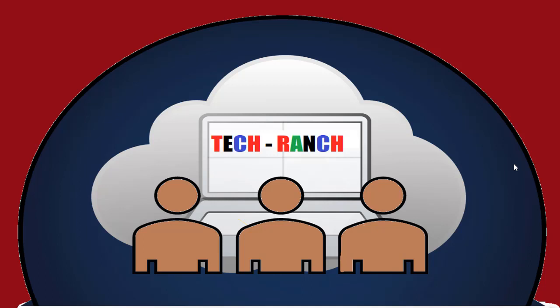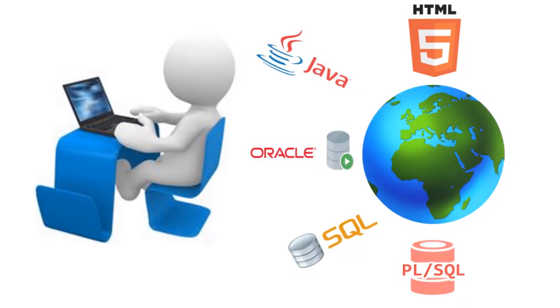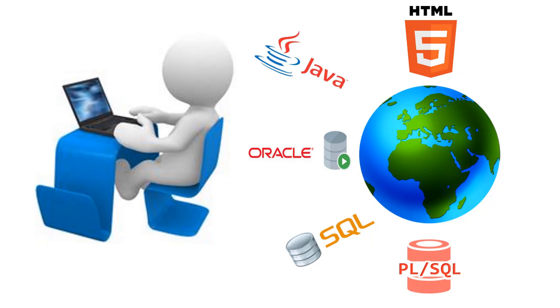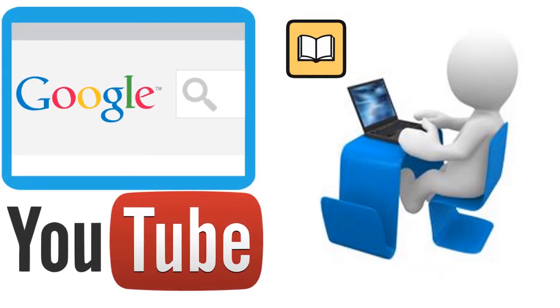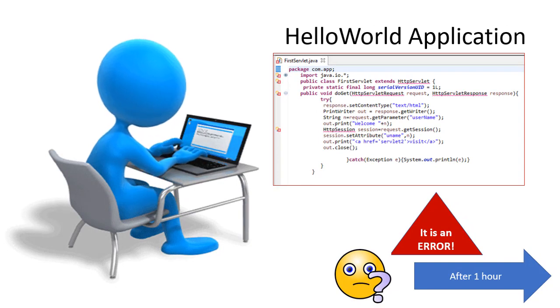Let's make coding fun. A story about an error, presented by Tech Ranch. So you see, once upon a time, there was a student named Mark who was trying to learn how to develop an application. First thing, he decided his choice of programming language based on his interest. Then he Googled it, watched YouTube, and read the documents, downloaded the required software, and started making his very first Hello World application.